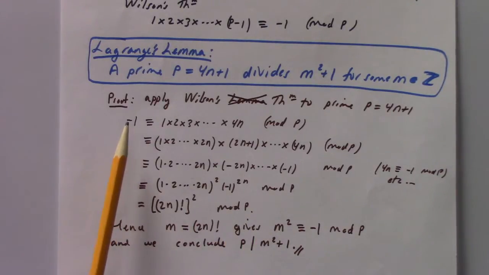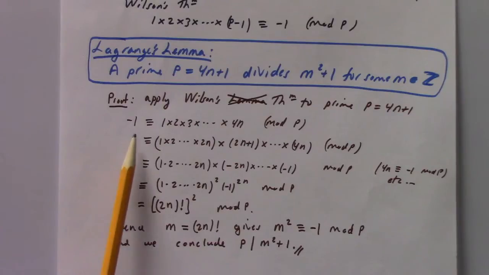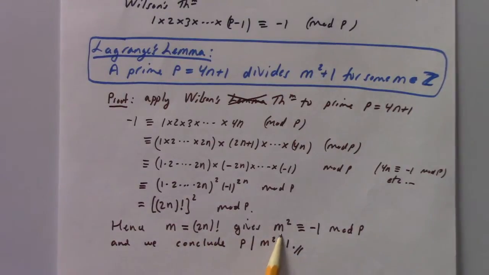which was that, well, let's see here. So that's the m, right? Set m equal to (2n)!, and then that gives us that m squared is congruent to minus 1 mod p. Or another way to look at it would be that p divides m squared plus 1.